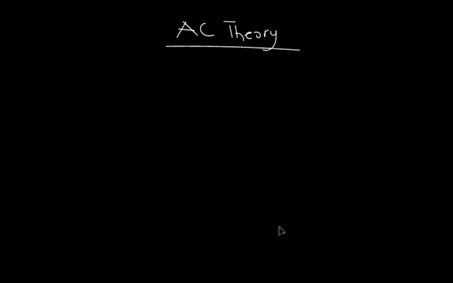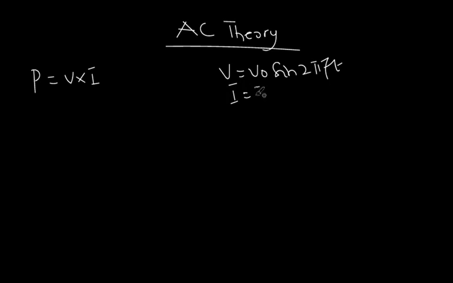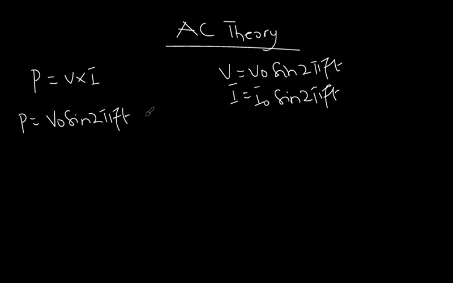So when we are asked to find power, we know power is given by voltage times current. And we are saying the voltage in this case is V naught sine 2 pi ft. The same way our current is I naught sine 2 pi ft. So this means our power is equal to V naught sine 2 pi ft multiplied by I naught sine 2 pi ft.